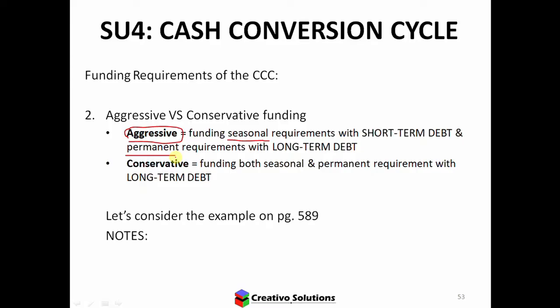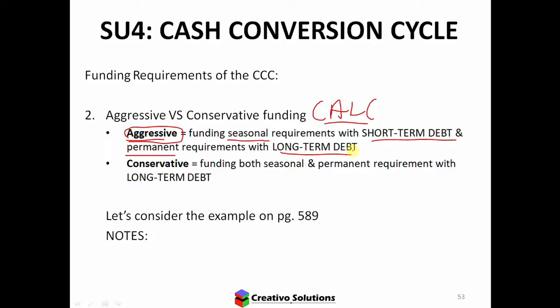If you look at the workings, this UNISA will give you. It's just a calculation. All of this information will be given in the question, and it's actually quite easy to calculate. When you look at past papers, you'll see the calculations and the workings. It's not a difficult exercise. You just need to remember the theory. Aggressive means you've got two costs: the cost for the long-term debt and the cost for the short-term debt.